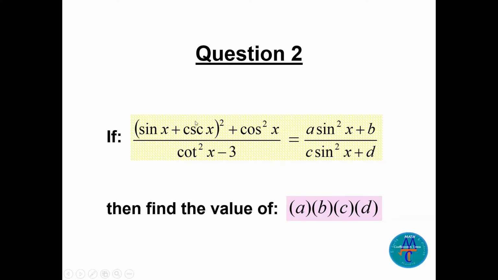So clearly we can start from the left side, use here the expansion formula from the algebra, a plus b squared, simplify, use the trigonometric identities until you reach the form here on the right side to figure out what is a, b, c, and d.